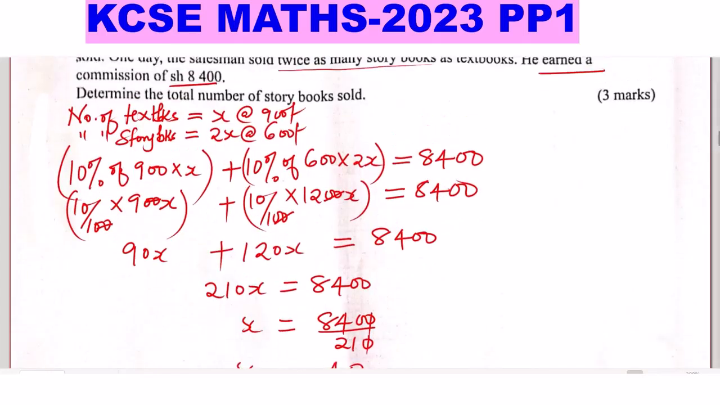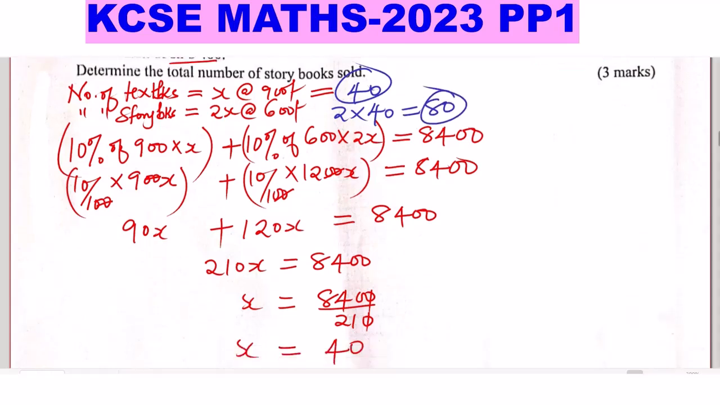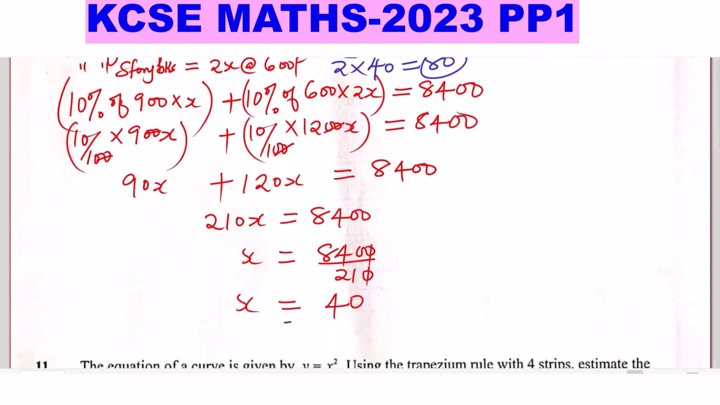What was x? x was the number of textbooks. So the textbooks are 40 because x is 40. Then storybooks are twice that, so this will be 2 times 40. That will give 80. And we've answered the question: determine the number of storybooks. That will be 80 because we just need to multiply by 2. x is 40, 2x will be 40 times 2.